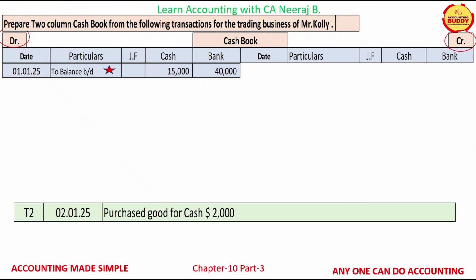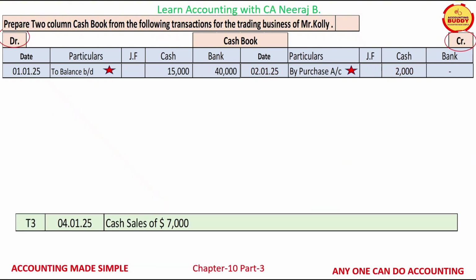Transaction T2 is on 2nd of January 25, business purchased goods worth $2,000 in cash. Since in this transaction cash payment is made, it will be recorded in the cash column on the right hand credit side of the cash book with $2,000 on 2nd of January 25 by writing the words by purchase account.